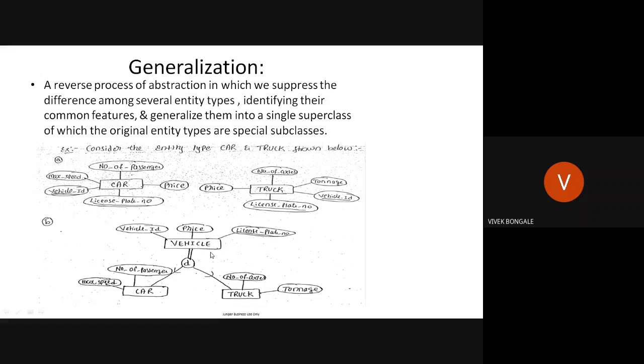This is what generalization and specialization is. In specialization, one entity, which we call a superclass, is divided into a number of subclasses based on some characteristics. In generalization, we combine two subclasses and make one superclass. While making the superclass, the common attributes between the subclasses become the attributes of the superclass.